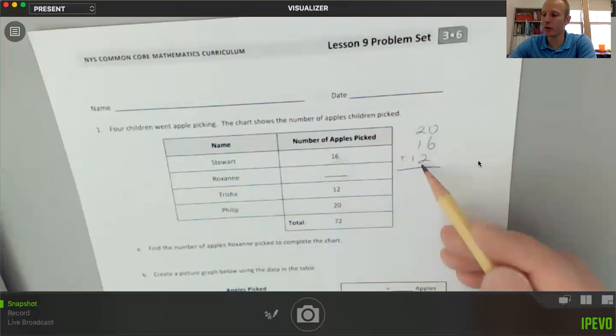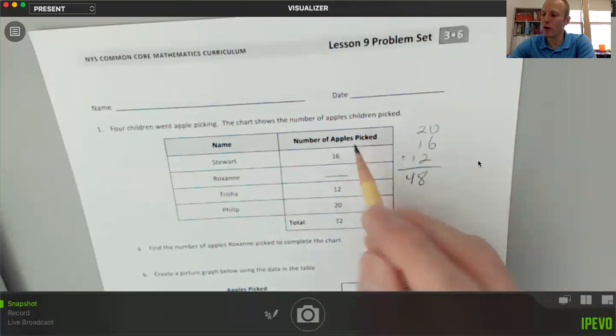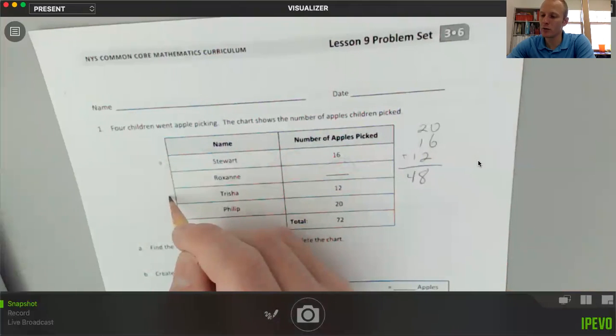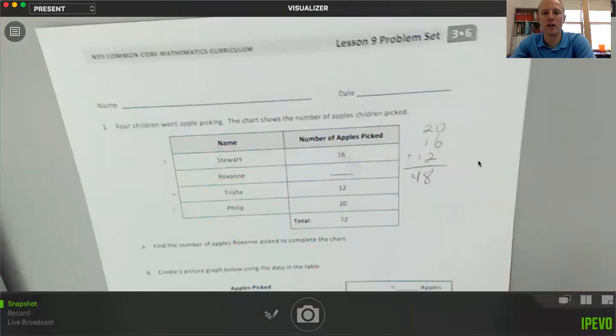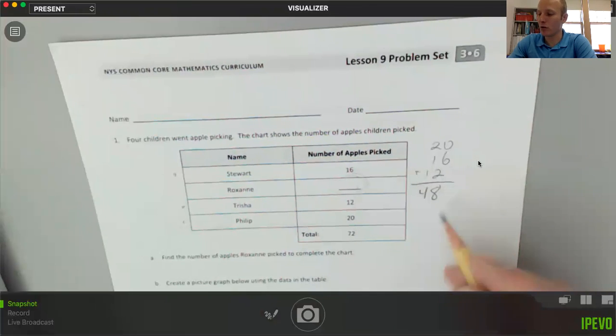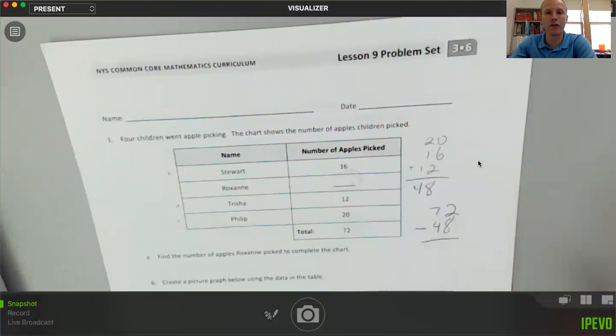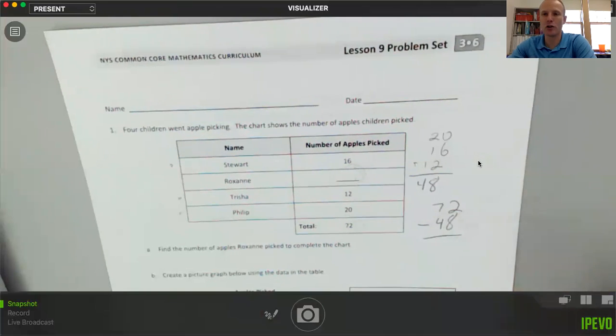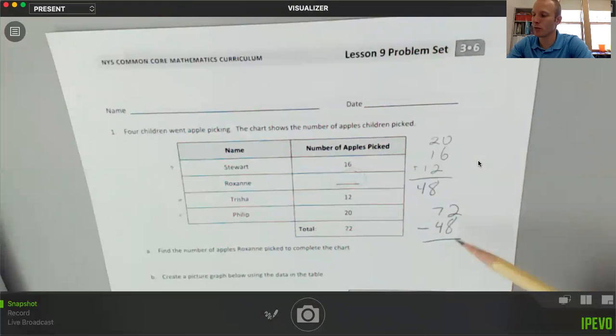So 0 plus 6 plus 2 is 8, 2 plus 1 plus 1 is 4. So we know that this person, and that person together have 48 apples. Including Roxanne, they have 72. So 72 minus 48 will give us the difference, give us that missing piece. Here's an opportunity to practice that standard algorithm for subtraction.